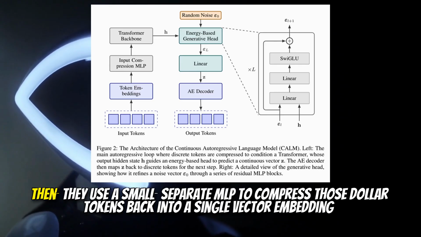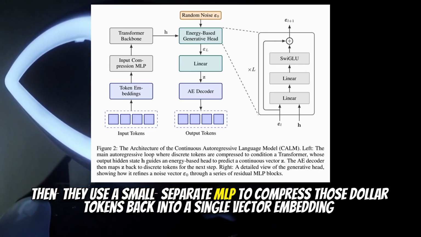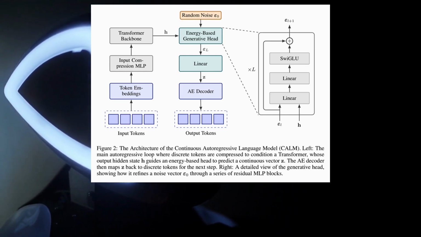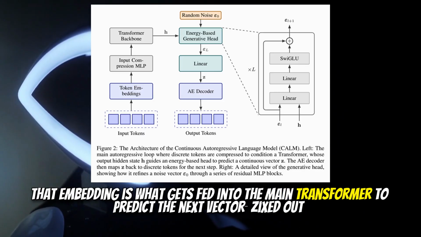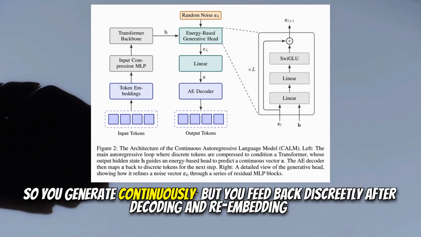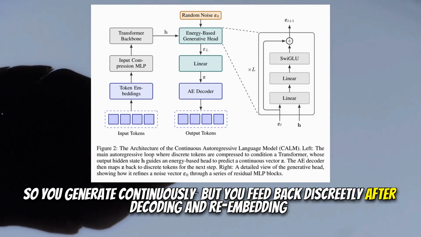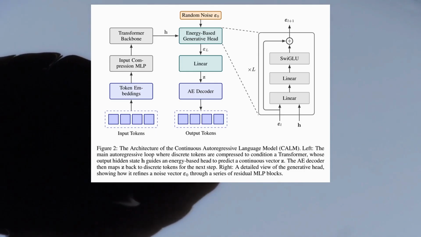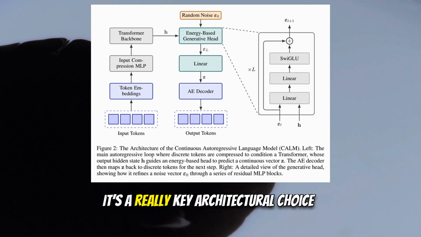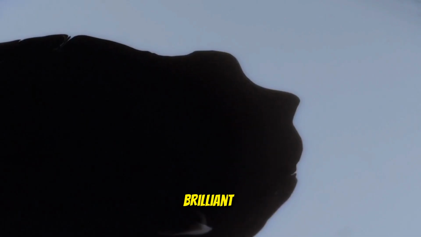Exactly. Then they use a small separate MLP to compress those K tokens back into a single vector embedding. That embedding is what gets fed into the main transformer to predict the next vector, z_{t+1}. So you generate continuously, but you feed back discretely after decoding and re-embedding. That maintains stability while still getting the K-fold speedup. Precisely. It's a really key architectural choice. Okay, brilliant. We can train it.